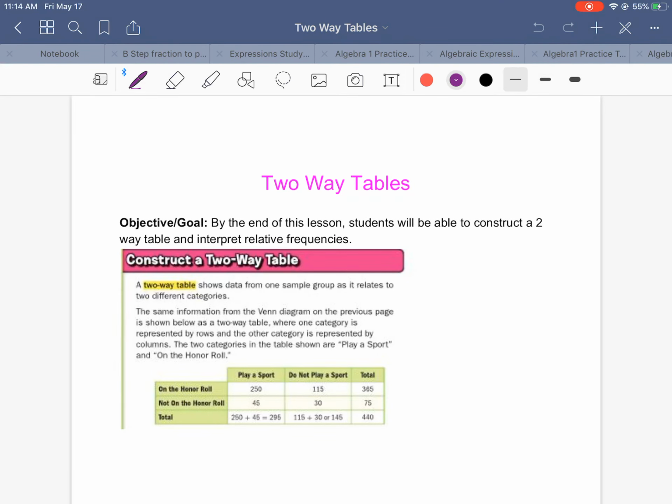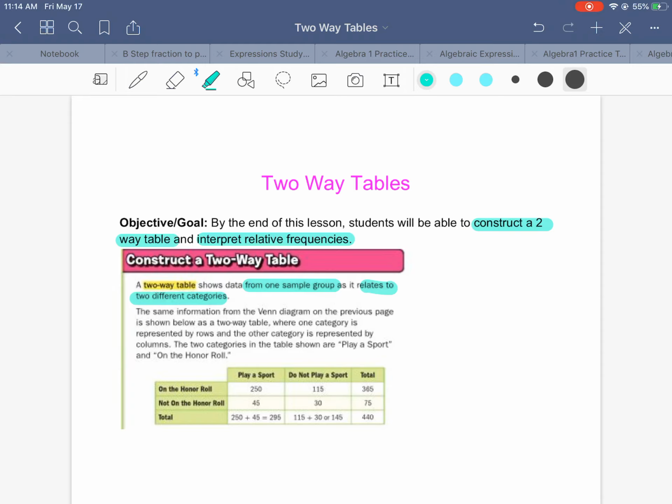Okay, in today's lesson, you are going to be learning about two-way tables, and this is the last lesson in the statistics unit and the last unit of the year. So congratulations to you. In this lesson, you will be able to construct a two-way table and interpret relative frequencies. Okay, a two-way table shows data from one sample group as it relates to two different categories.